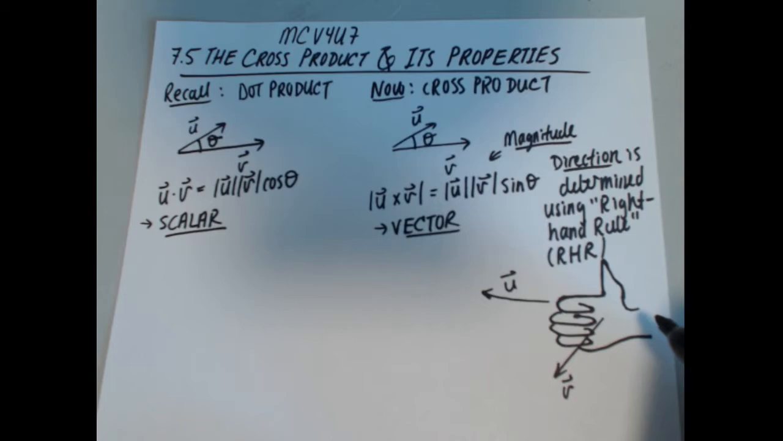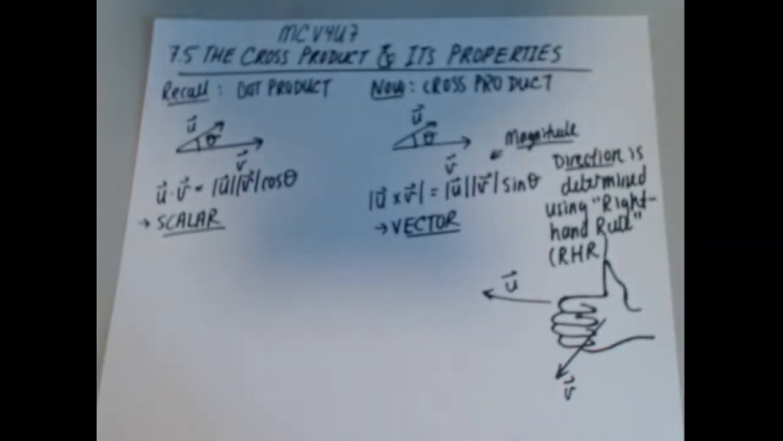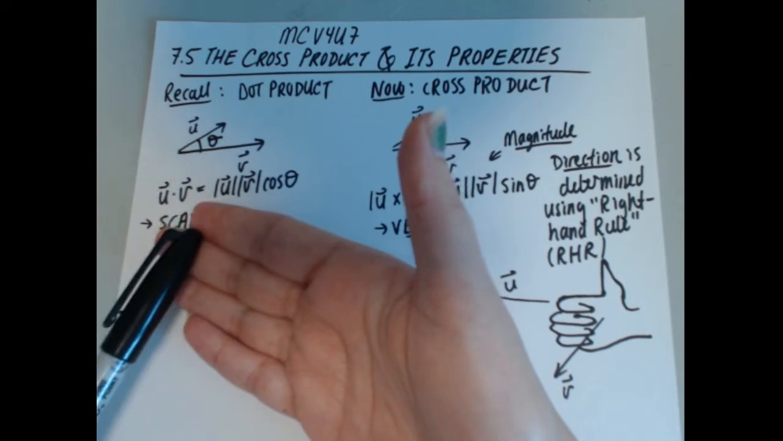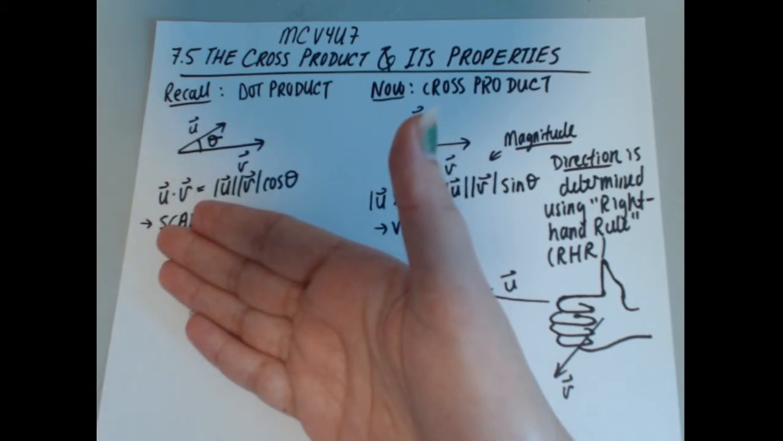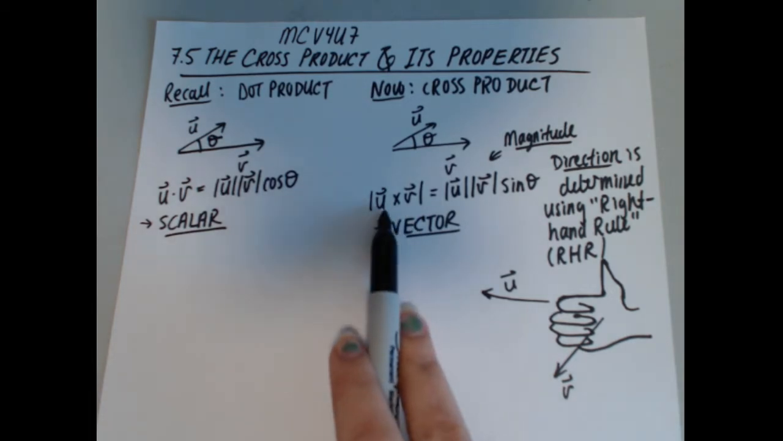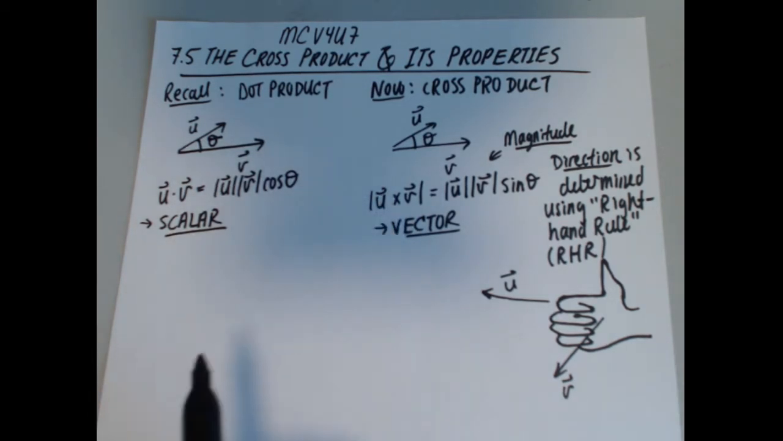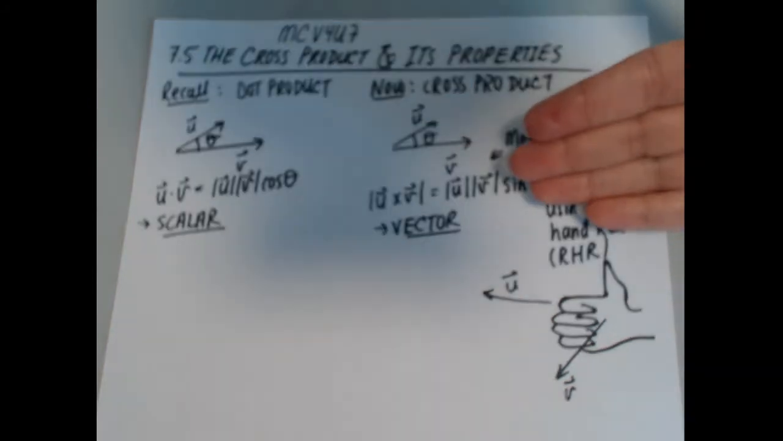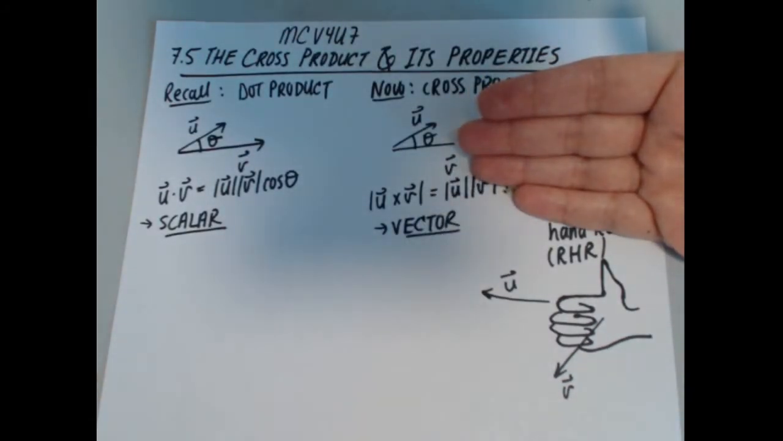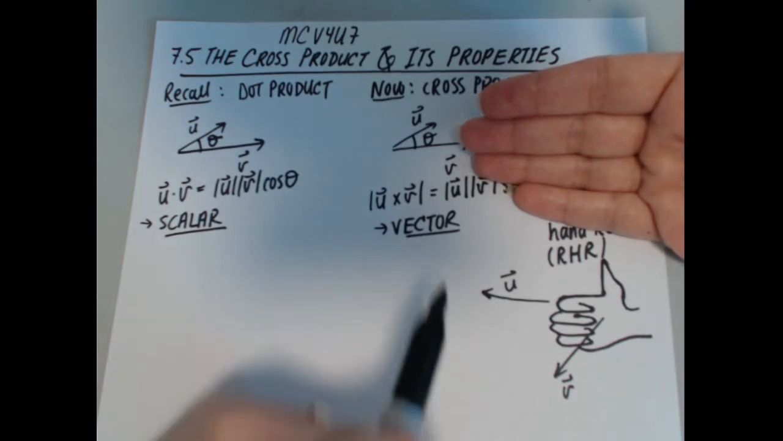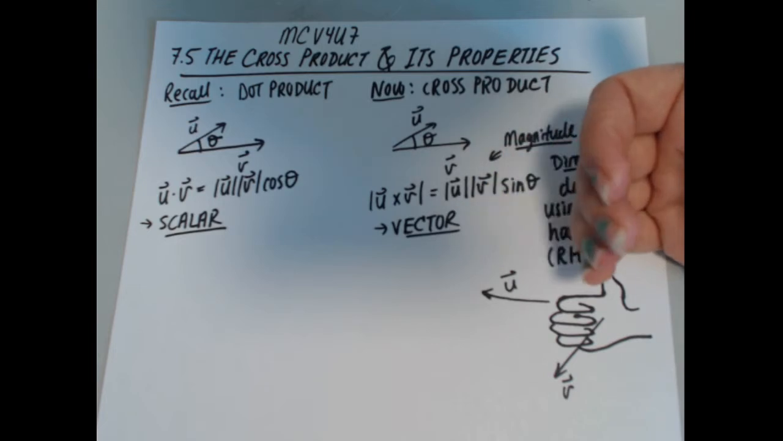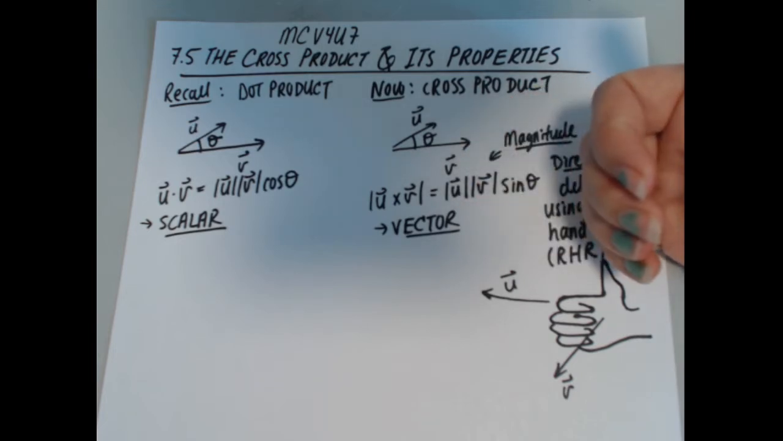So the way the right-hand rule works is this. You take your right hand, and you start pointing your right fingers in the direction of the first vector in the cross product. Here, the first vector in my cross product is u, so I would point my right fingers towards u. I then curl my right fingers towards the second vector, which is v, that's pointing out of the page. So I curl my right fingers like this.